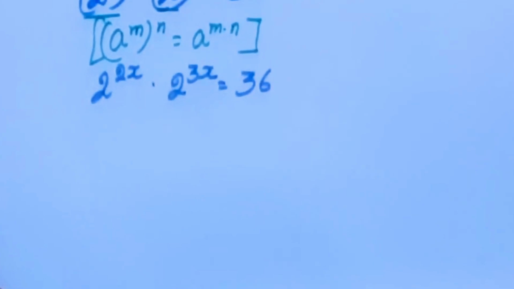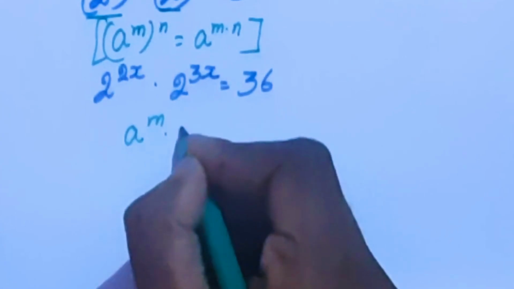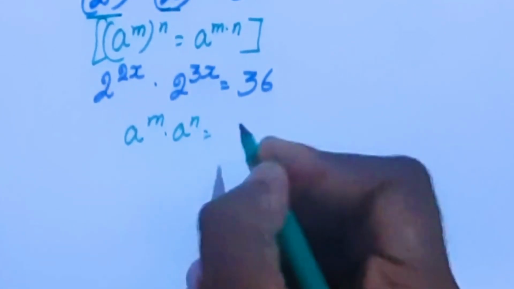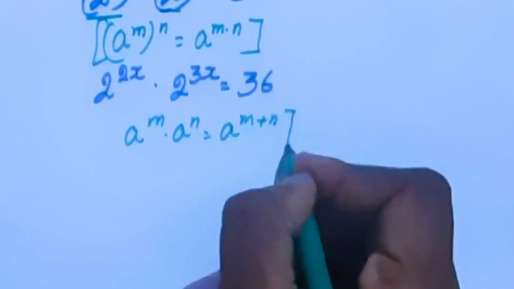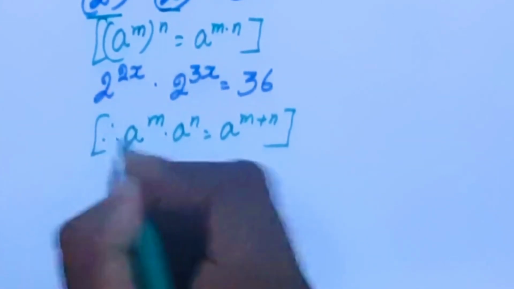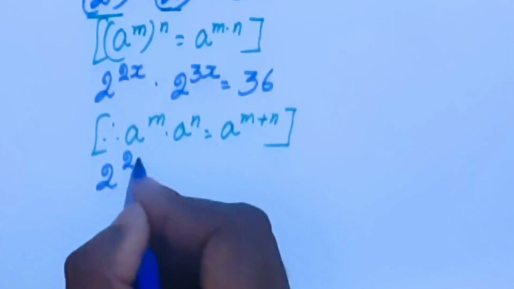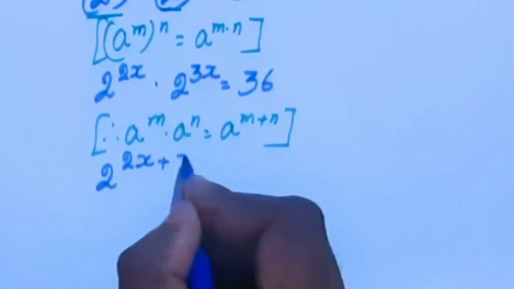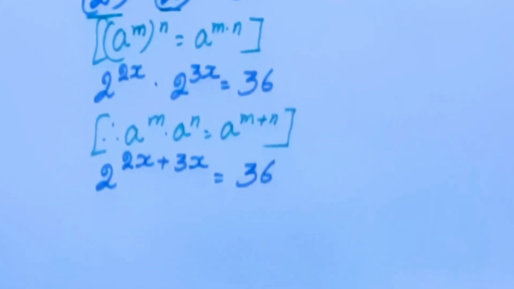Now we are going to apply another exponent identity that a power m times a power n equal to a power m plus n. This we are going to apply here. So we'll get 2 power 2x plus 3x equal to 36.